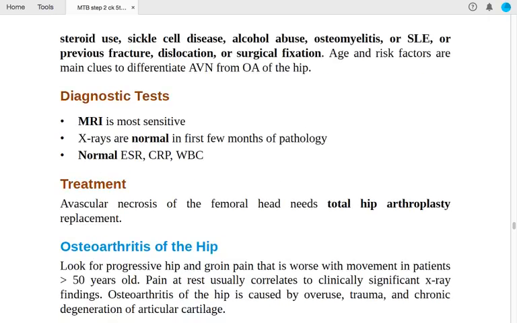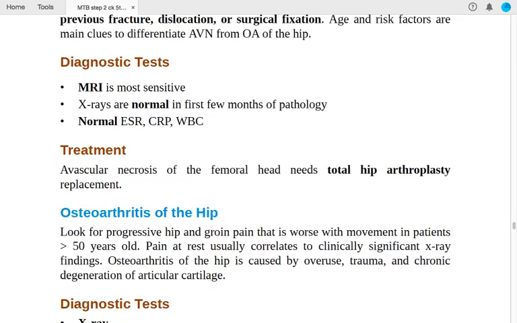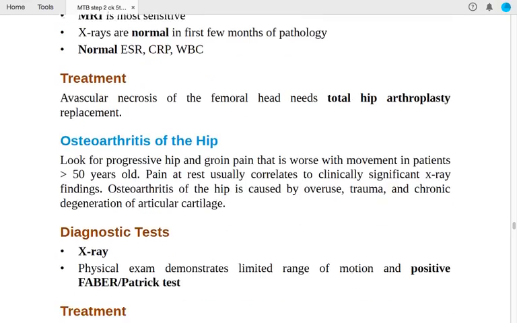How are we going to treat our patient? Avascular necrosis of the femoral head needs total hip arthroplasty replacement. Definitely we have to go for total hip arthroplasty replacement. That is for avascular necrosis of the femoral head. You have to replace it via a surgical procedure, that is total hip arthroplasty.